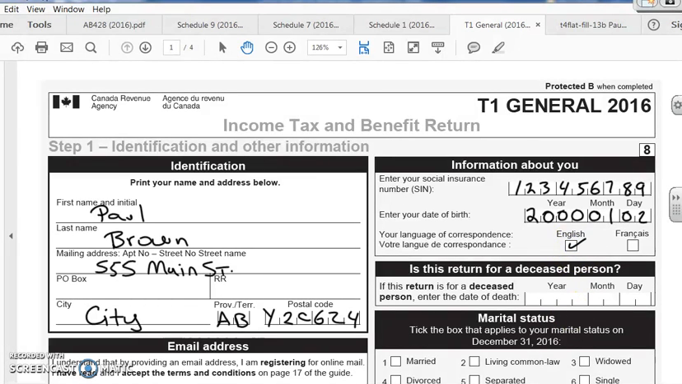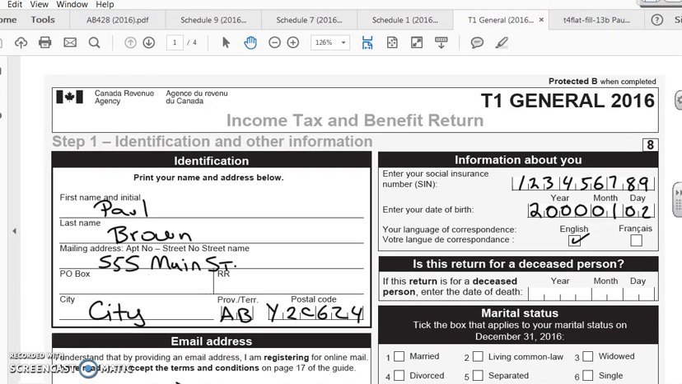Taking a look, he can register an email address online. You can do that, or you can choose not to do that. Paul is single, and we are not filling this out for a deceased person. Paul is still alive. Okay, so we're going to fill up the top portion.